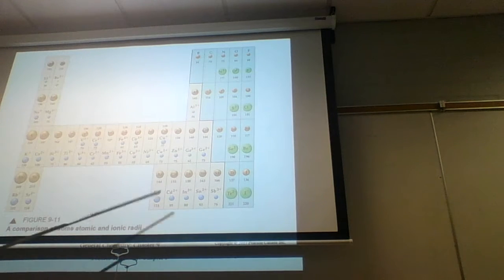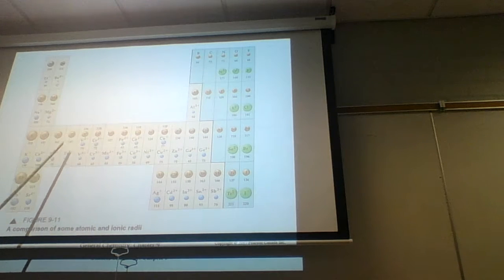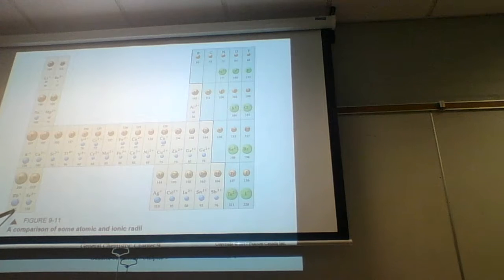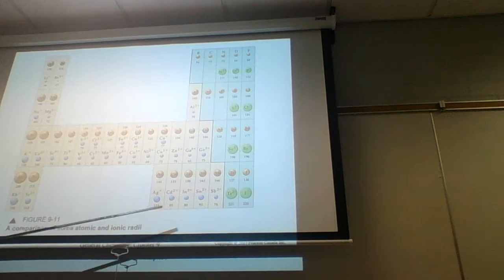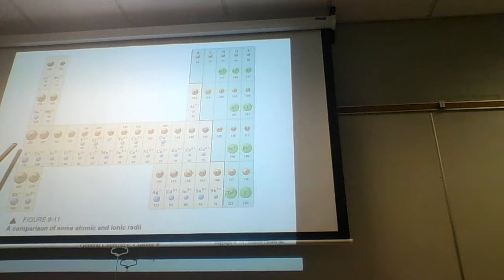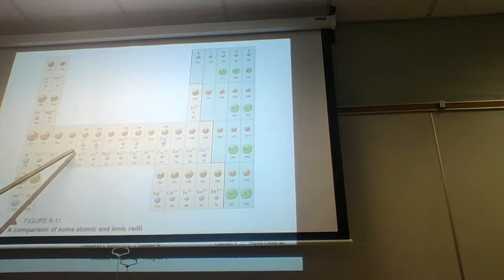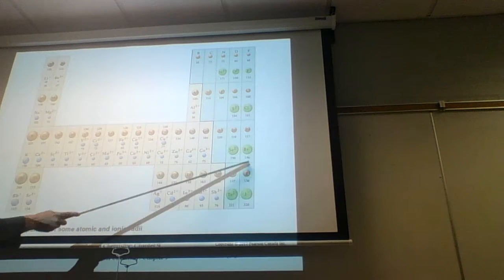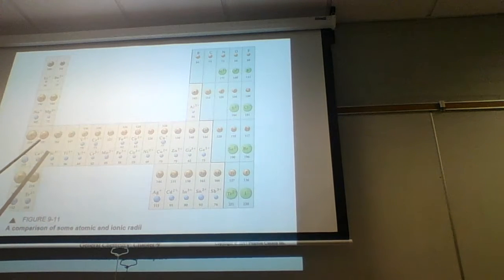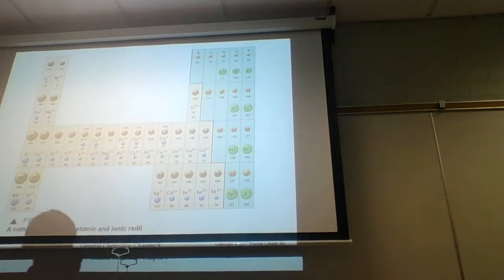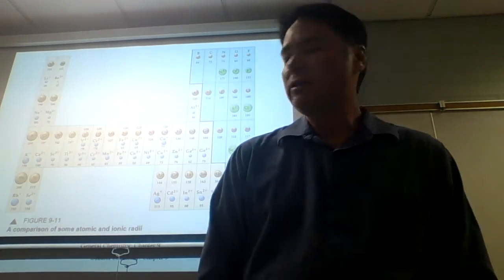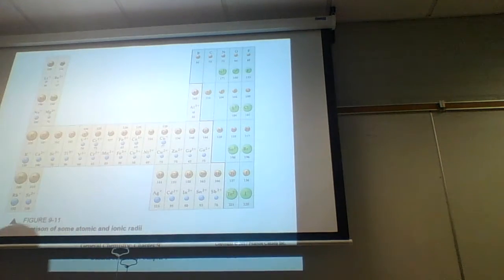Some of the smaller anions, 133. If you look at strontium 2 plus, 118, but rubidium plus is 152. But in general, the anions are bigger than the cations. The biggest anions are bottom right, and the biggest cation will be at the bottom left, and then the size decreases as you go up. All right, so that was the last periodic trend we needed to look at, the ions.